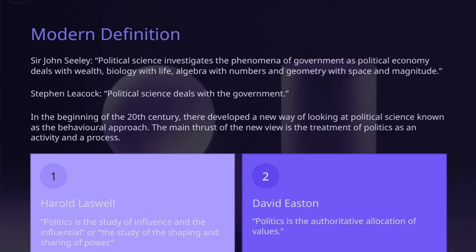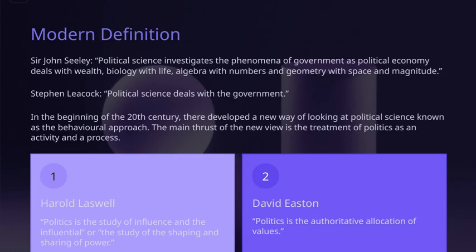Andrew Haywood defines politics as the process of making, preserving, and changing the general rules under which society operates. It's about how we organize ourselves and manage collective decisions. Moving on, political science is described as the study of human and social control. Basically, how power and influence shape our societies.